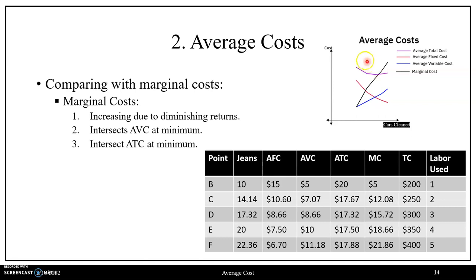So we can restate why average total costs are U-shaped by incorporating marginal cost, where when average total cost is greater than marginal cost, it will be downward sloping, whereas when marginal cost is greater than average total cost, it will be upward sloping.